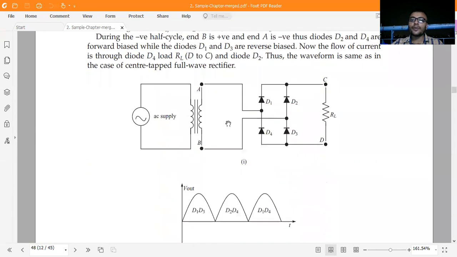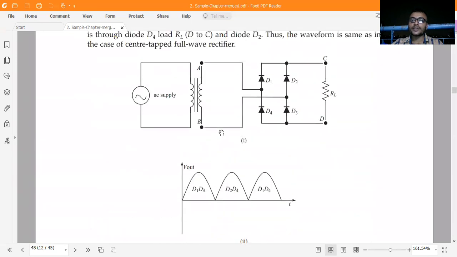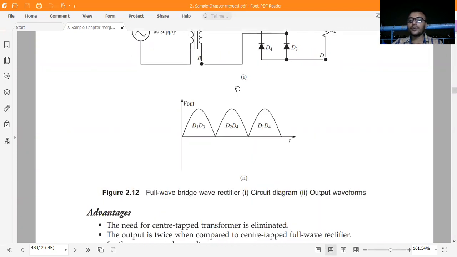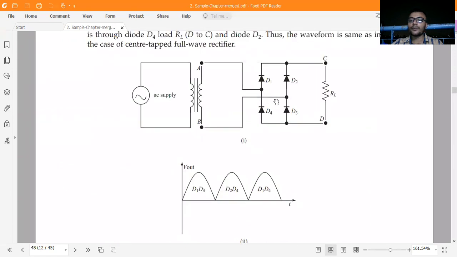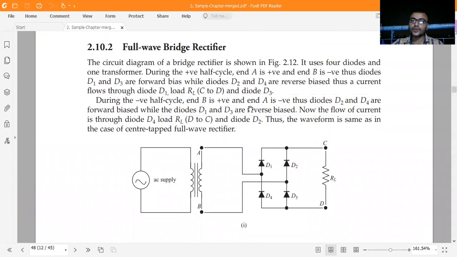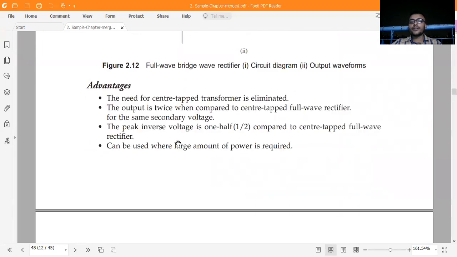And what is the full wave rectifier? The full wave rectifier contains 4 diodes. If we apply the positive terminal, we get the output. If we apply the negative terminal, we also get the output. But the disadvantage of this bridge wave rectifier is that it contains 4 rectifiers. Due to 4 rectifiers, it consumes more energy. So it also has some disadvantages.